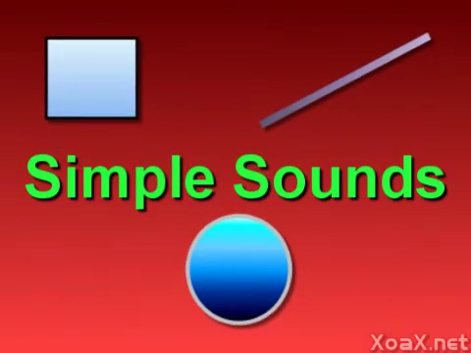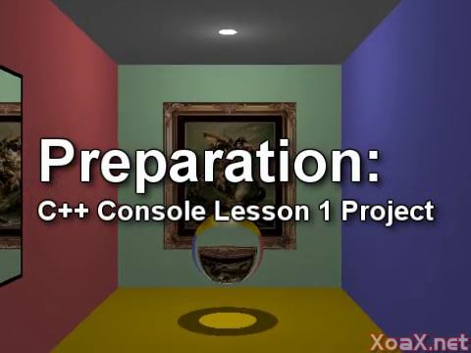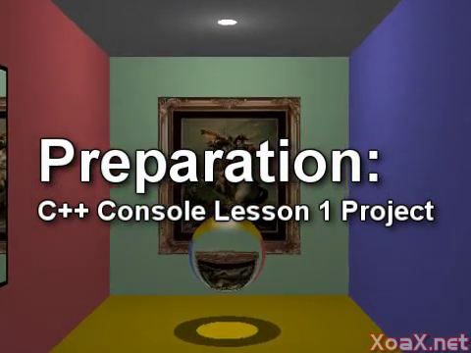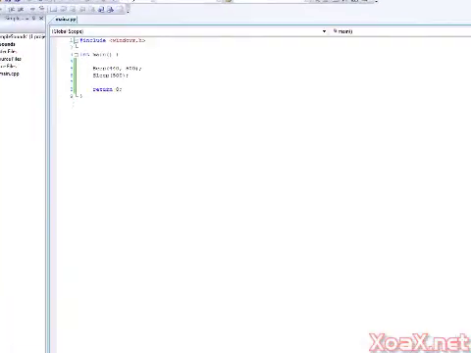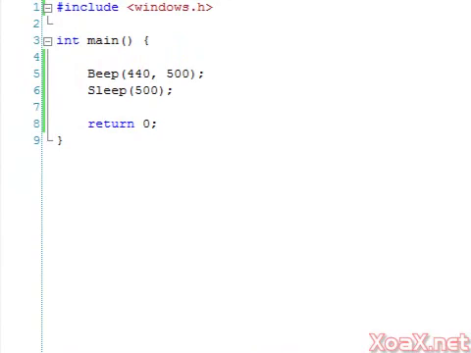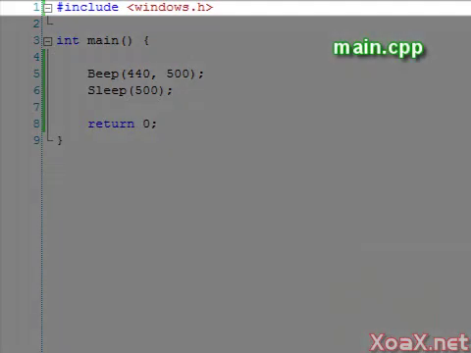Simple sounds. To follow along with this lesson, you will need to create a project like we did in C++ Console Lesson 1. We begin by putting this code into our main.cpp file. The include statement for Windows.h allows us to use the Beep and Sleep functions.